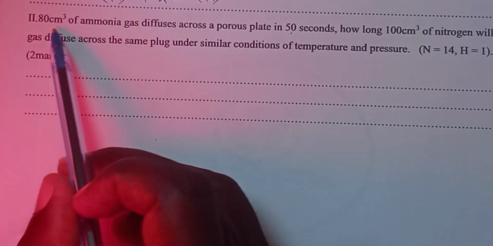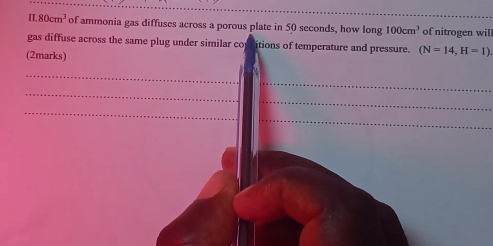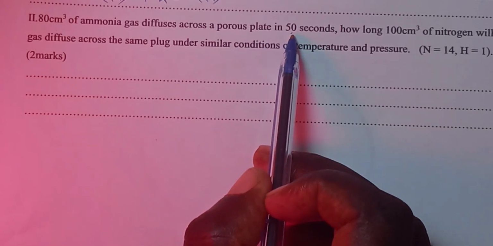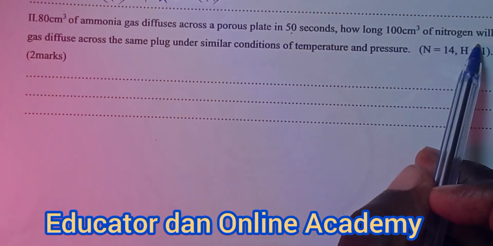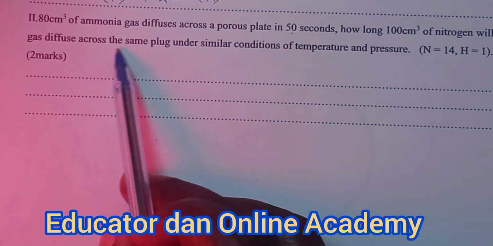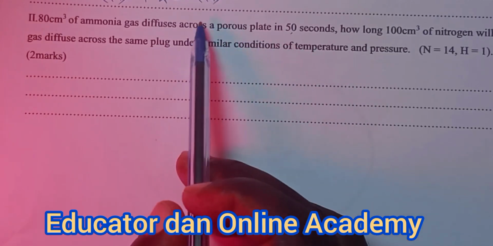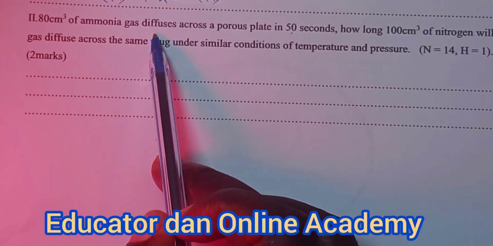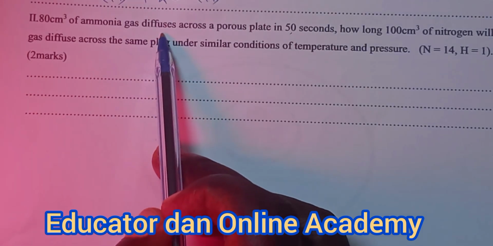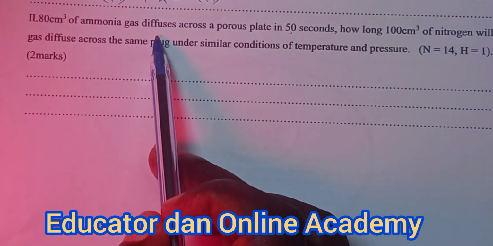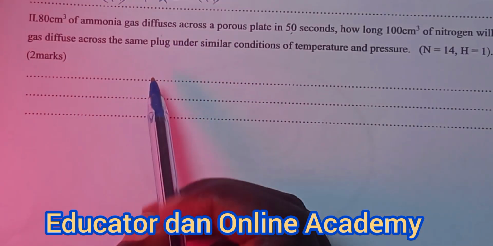The question we have reads: 80 cm³ of ammonia gas diffuses across a porous plate in 50 seconds. How long will 100 cm³ of nitrogen take to diffuse across the same plug under similar conditions of temperature and pressure? Remember, when we are talking about rate of diffusion of gases, rate is usually inversely proportional, but when it comes to time, it becomes directly proportional to the square root of the density of the gas.